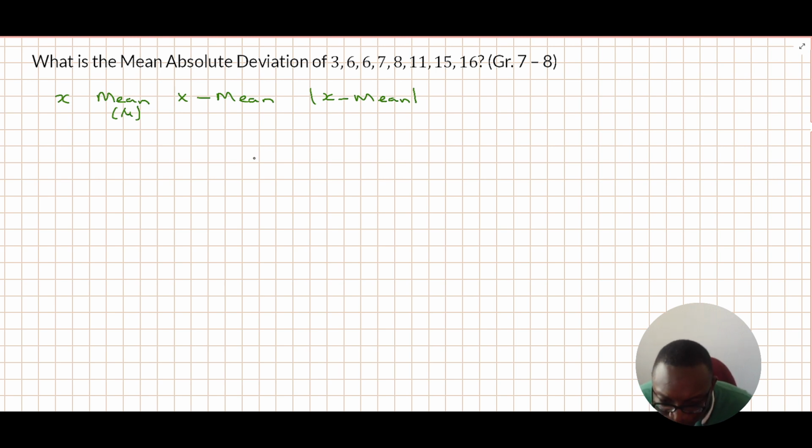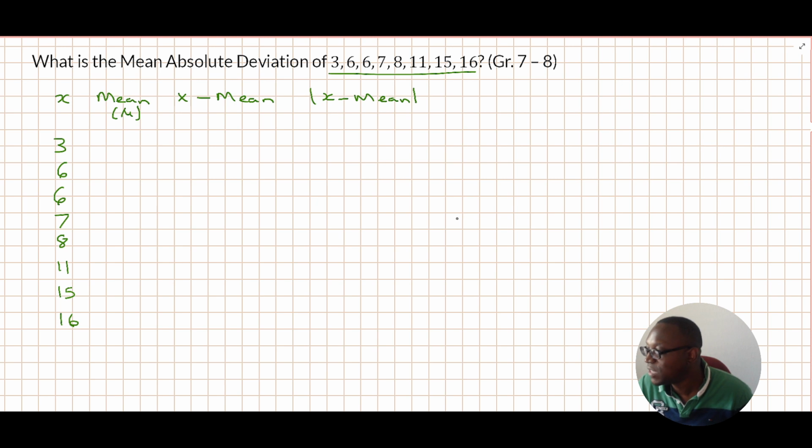Order of operations with variables. Okay, no problem. So let's look at the values of x. We have 3, 6, 6, 7, 8, 11, 15, and 16. So what we need to do first is find the mean of these numbers. So the mean simply means the average. The average of these numbers is the sum of all the numbers divided by the count of the numbers.